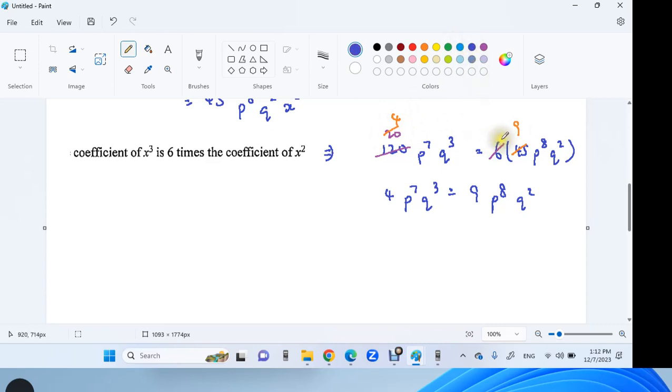So for this one, I will divide the whole thing. I divide by q squared here, and then this one I change over here. So I have q cubed divided by q squared, which is 9p to the power 8 divided by 4p to the power 7. So I have q is 9 over 4p. This is my equation number 2.